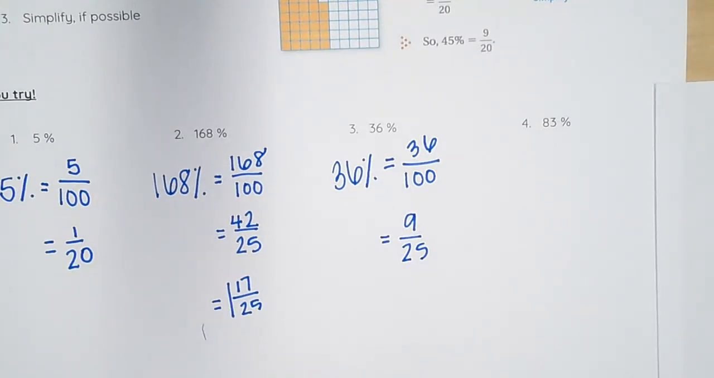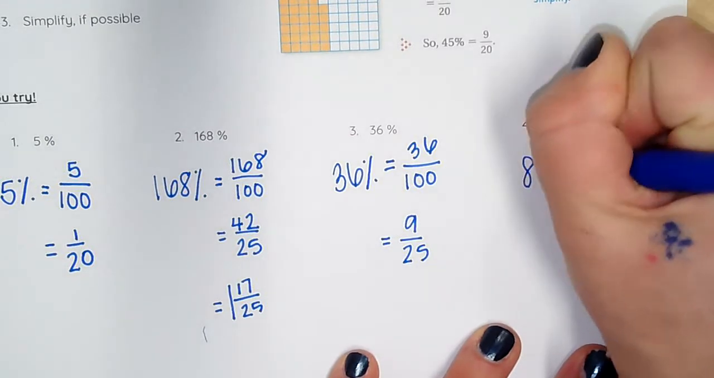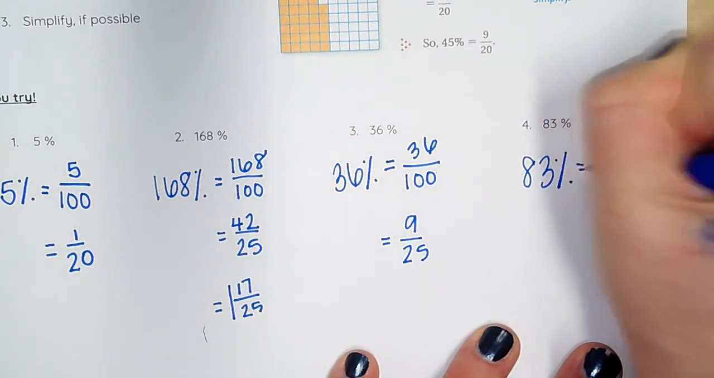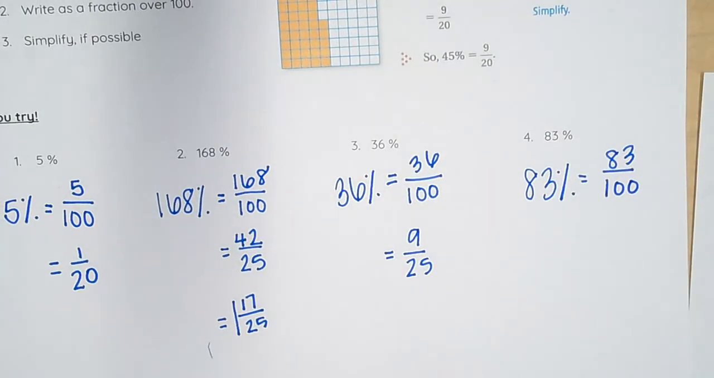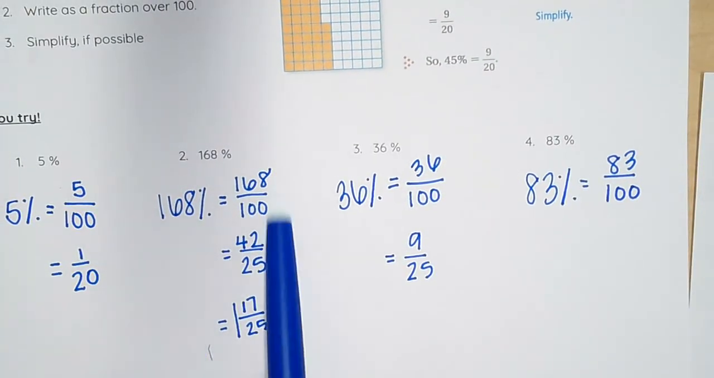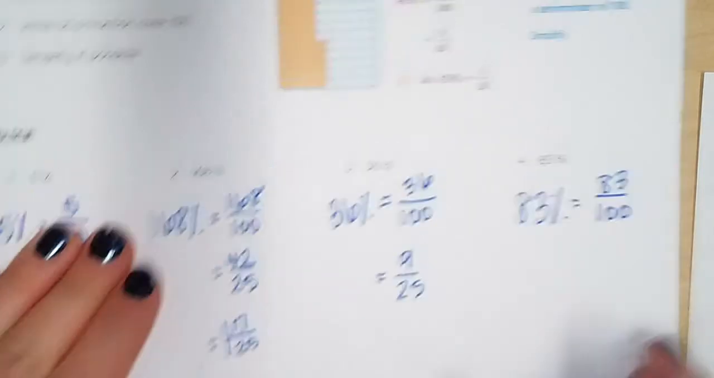83%. What is that written as a fraction? Well, we actually can't simplify this one. So it would simply be 83 over 100. So here we took our percents and turned them into fractions, but we can go the other way as well. We can turn fractions into percent.